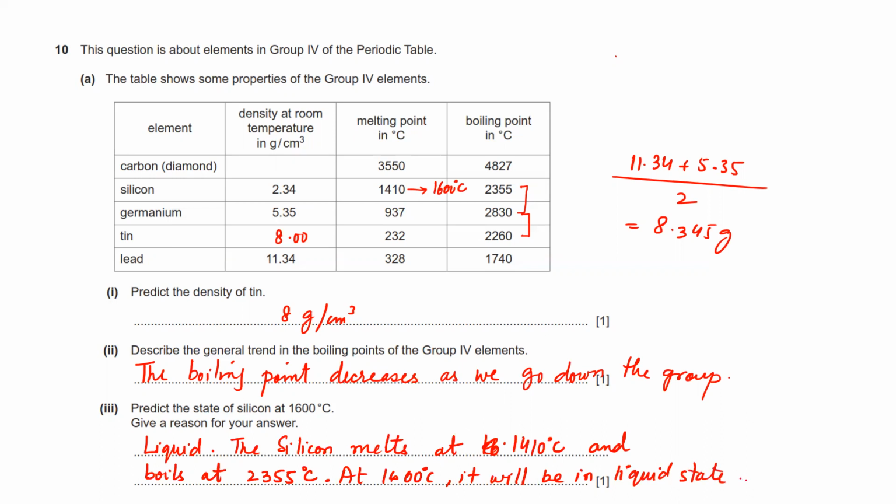state. Okay, so the temperature is greater than the melting point but less than the boiling point, or you can also write it as temperature less than boiling point but greater than melting point. You can also write that. Okay.